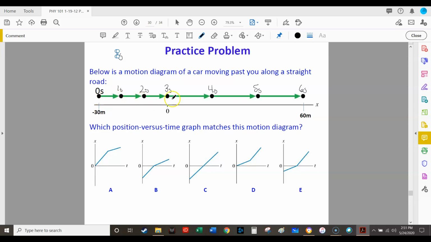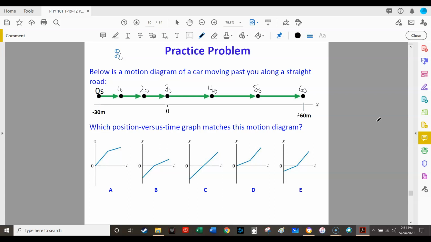And then it looks like something happens at the origin, and the motion changes. And now it's got a positive position, and something's happening. So what I want you to do is interpret this motion diagram and translate it to a position versus time graph. Okay, and make a choice as to what you're seeing. Please pause the video now and attempt this problem.